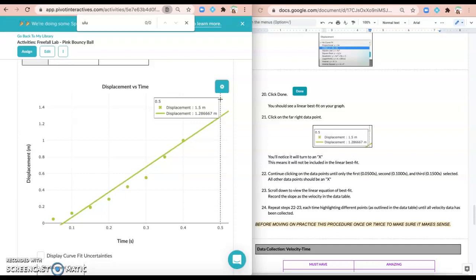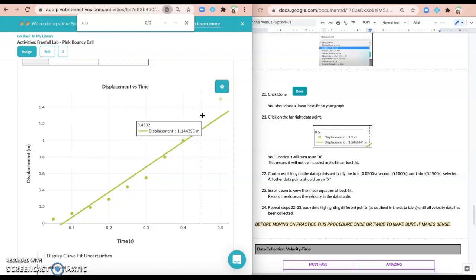You can see that this little X shows up next to my displacement. And if I move my cursor, my data point is now a big X. What that X means is that Pivot Interactives is no longer using that data point, the X data point, included into the linear best fit. This is really good news for us because that means that we can start to make our line applicable to only parts of our graph.